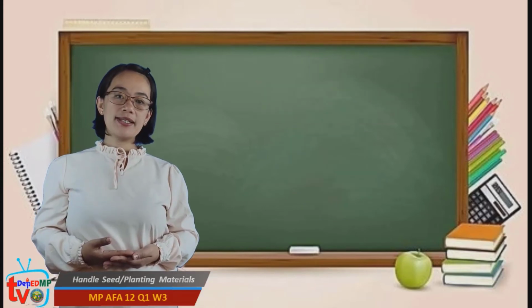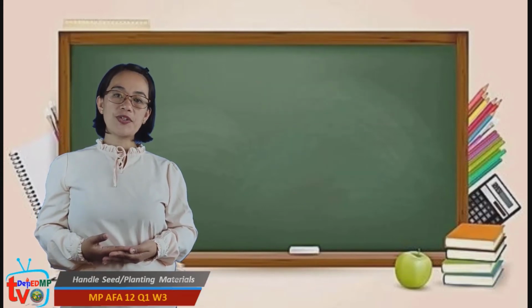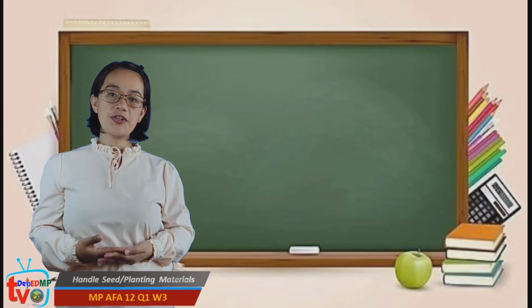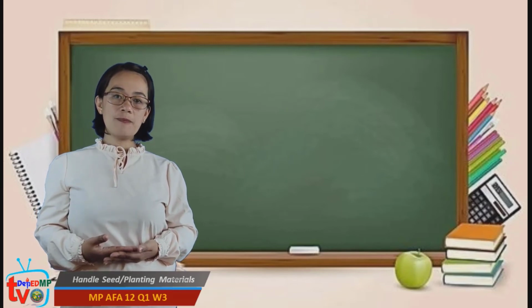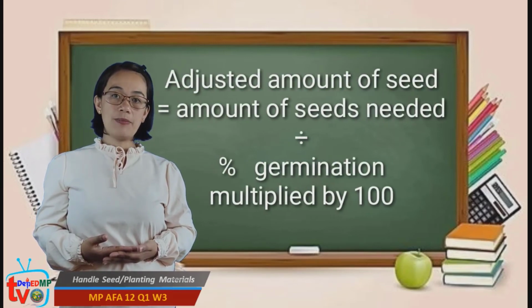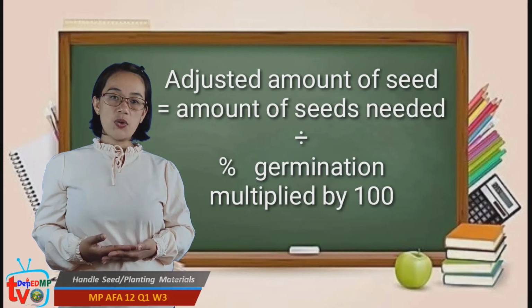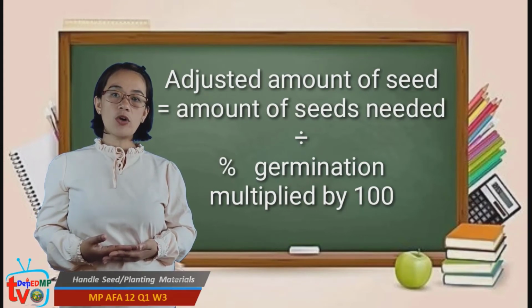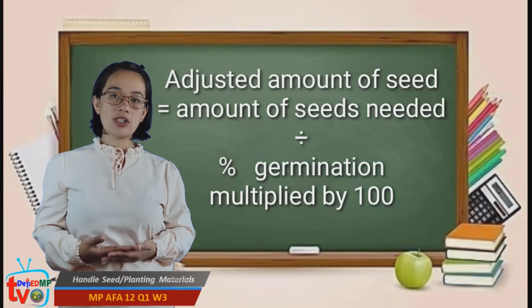Rule number 3: if you find out that the percentage of germination of your seed is below 80, you need to adjust your seed bulk. So, adjusted amount of seed is equal to amount of seeds needed divided by percentage germination multiplied by 100.